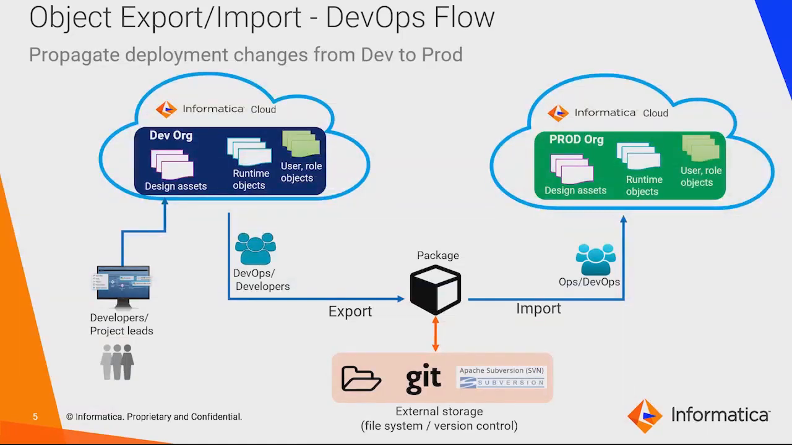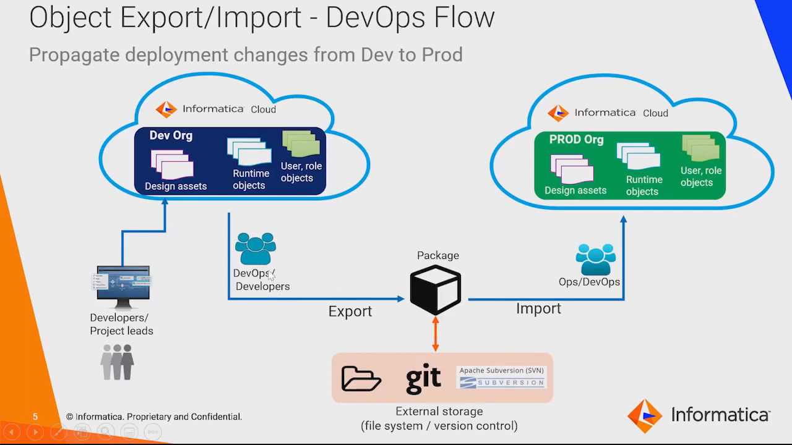So once your development is complete, right, your testing is completed, you get the sign off. Now you need to move into a higher environment, right? So in this case, when we are talking about the higher environment, we are talking about dev org and then production org. So you need to migrate the code from development to production org, right? Now, from the export and import point of view, you may be having either a DevOps team or developers who are doing that.